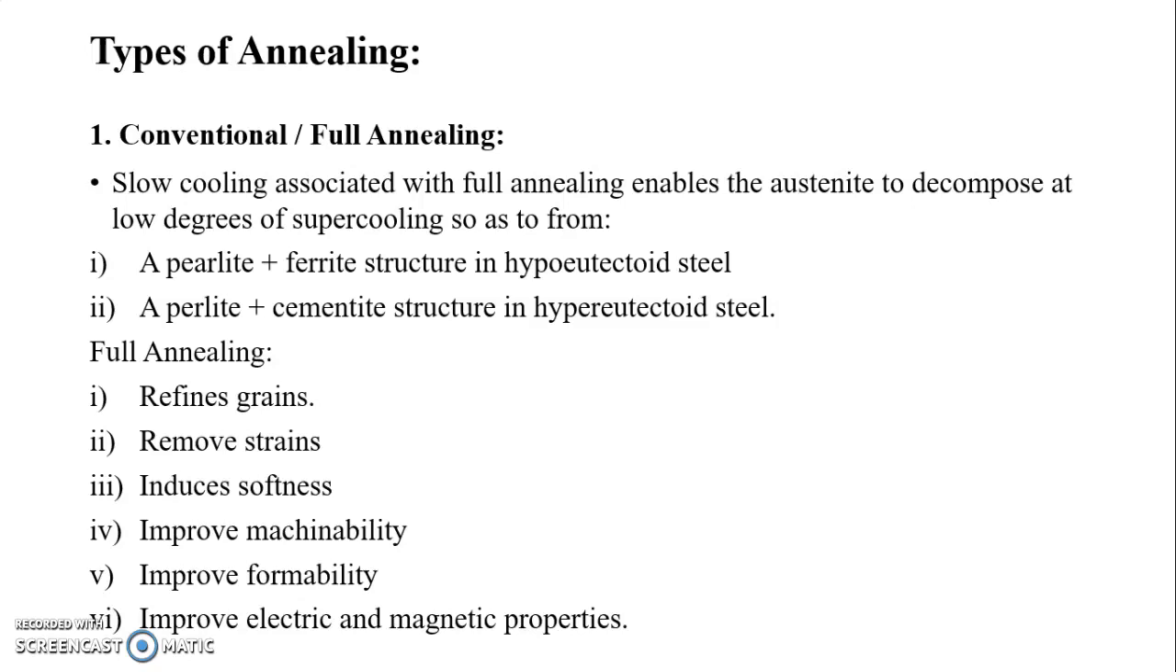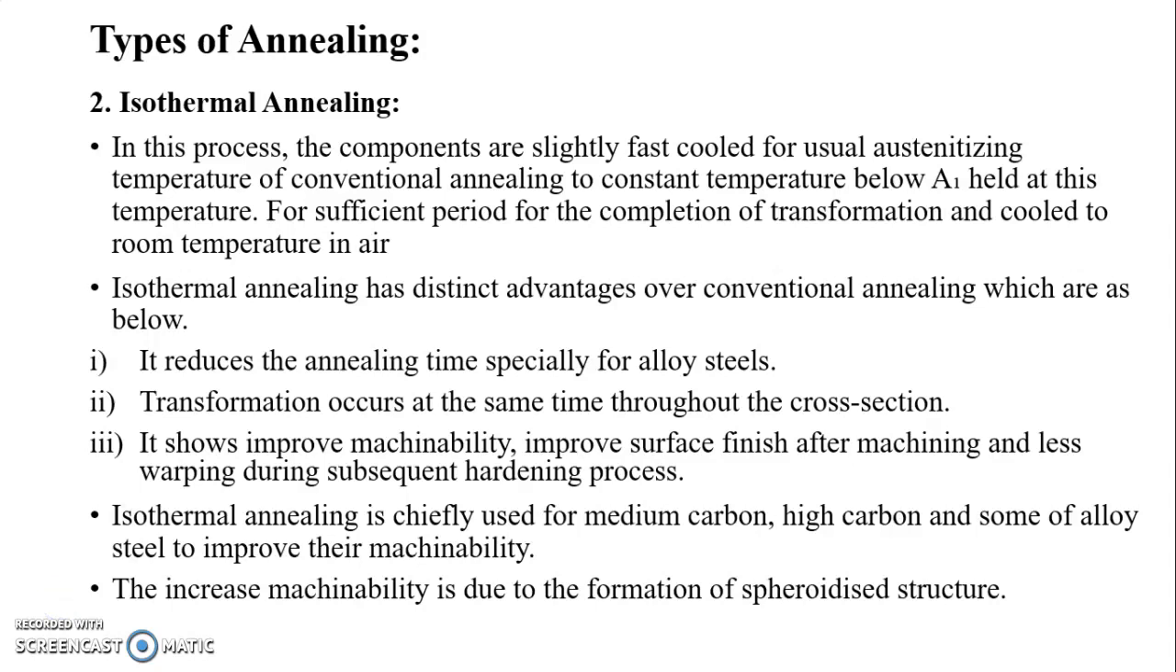Full annealing helps to refine the grain structure, remove strains, induce softness in the metal, improve the machinability of that particular component, improve the formability, and improve electrical as well as magnetic properties. Then the second type of annealing is isothermal annealing.